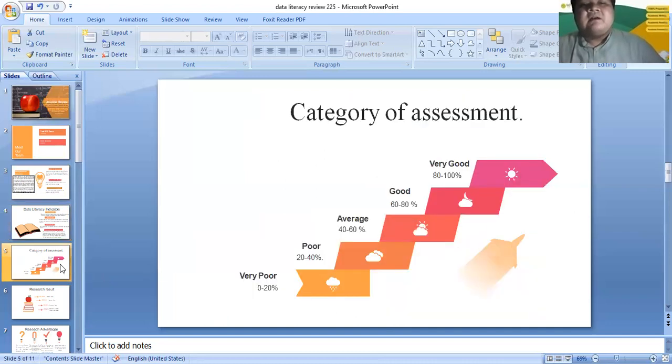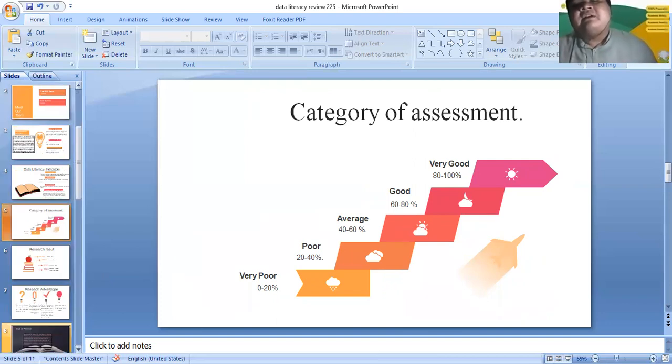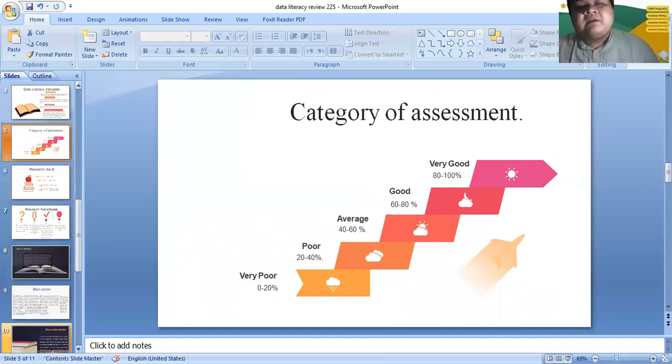So next, how do we measure the data literacy ability? The researchers have categorized it into a few categories: 0 to 20% is categorized as very poor ability, 20 to 40% is poor ability, 40 to 60% is average, 60 to 80% is good ability, and 80 to 100% is very good. Okay.